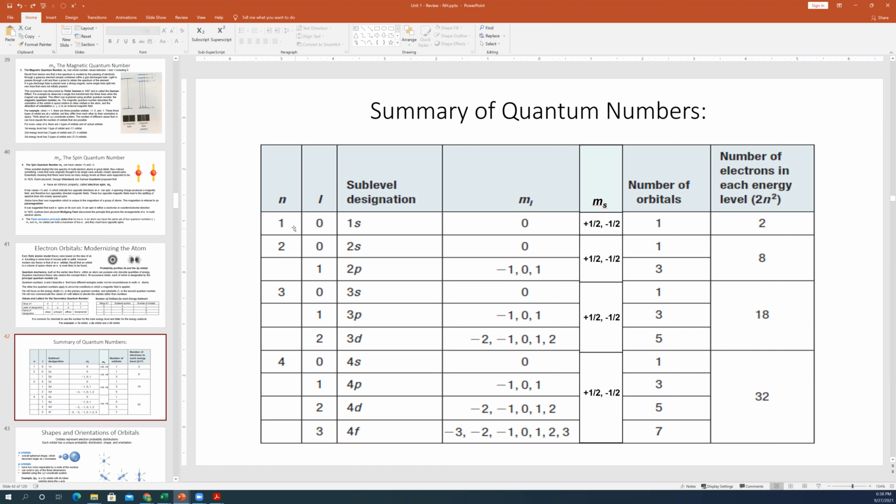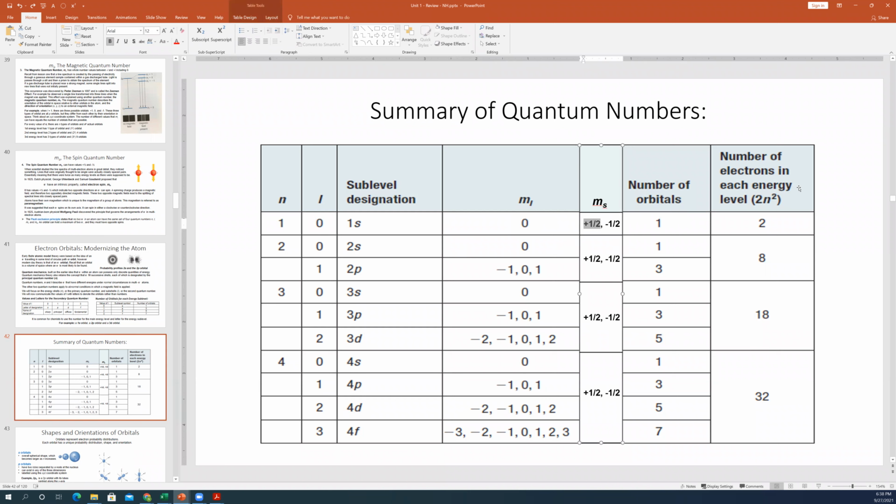For example, let's just look at the first energy level, n is equal to 1. At n is equal to 1, there is only one type of orbital, and there's one of it, and it can occupy 2 electrons. So these 2 electrons will have different sets of quantum numbers. One of them will have n is equal to 1, L is equal to 0, ML is equal to 0, and MS is equal to plus a half. The second electron will have the same for the first 3, but the 4th quantum number will be minus a half for that one.